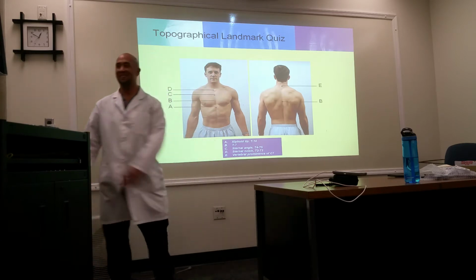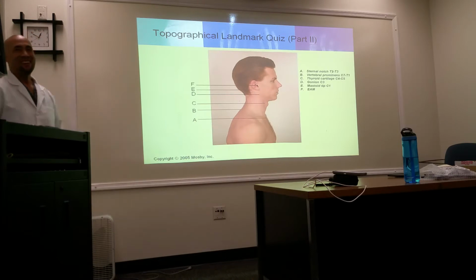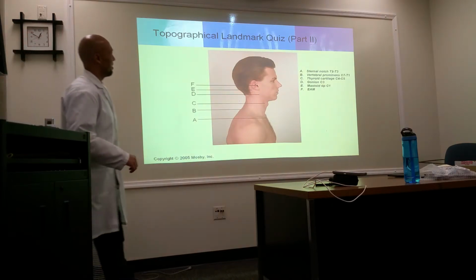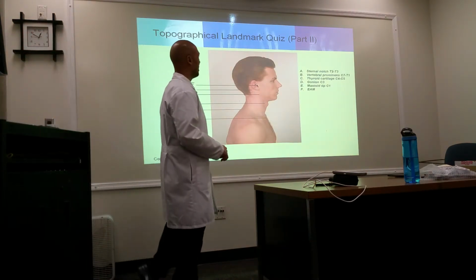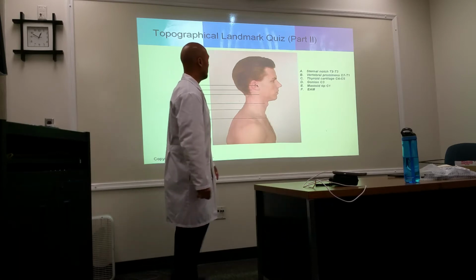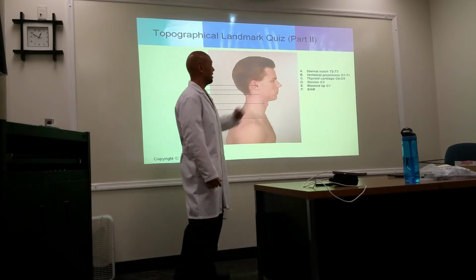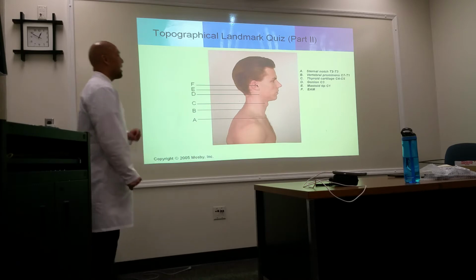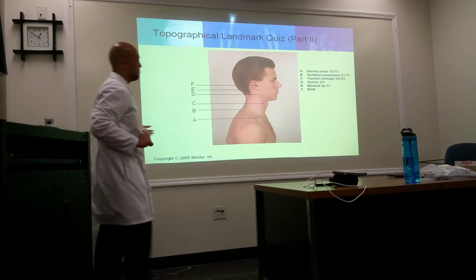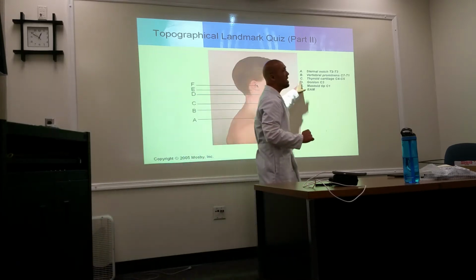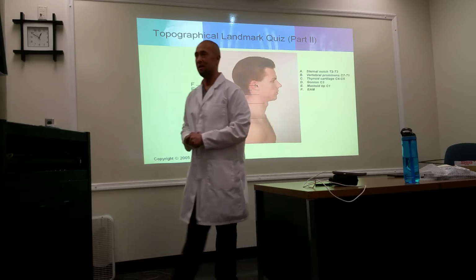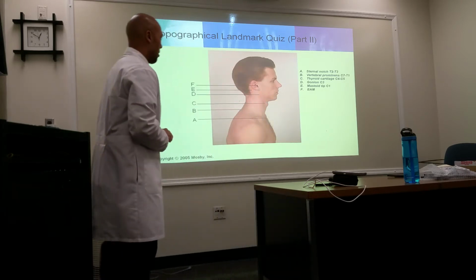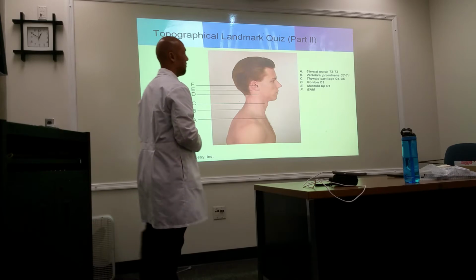All right, topographical landmarks. Sternal notch is at T2, T3. Vertebral prominence of C7 is at the level of C7, T1. The thyroid cartilage, you guys need to highlight this because it is a main landmark that we use in C-spine. Thyroid cartilage is at the level of C4, C5.